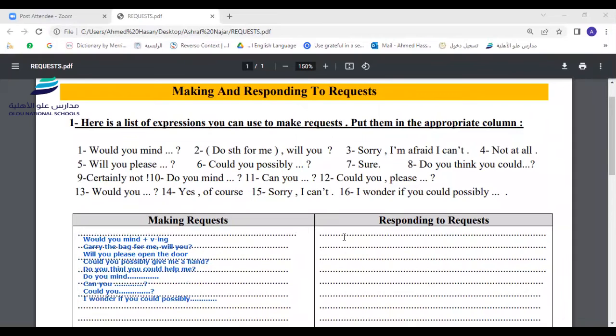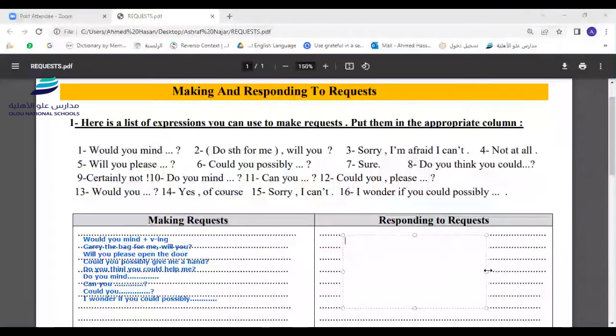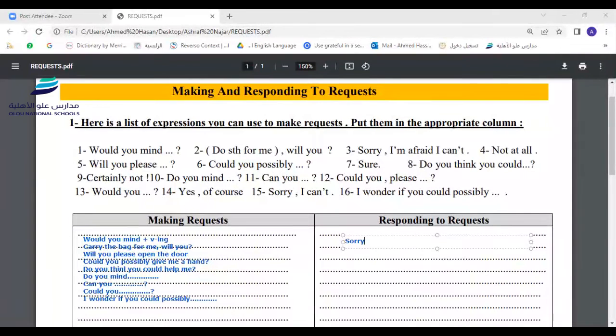But on the other list here on the right, we can write response, and you have to decide whether they are agreeing or disagreeing. I mean here you accept this request or you refuse it. For example, what can you say here? When I say sorry, I'm afraid I can't. And here I'm afraid means I'm not frightened, but I'm sorry. So this is accepting or refusing?